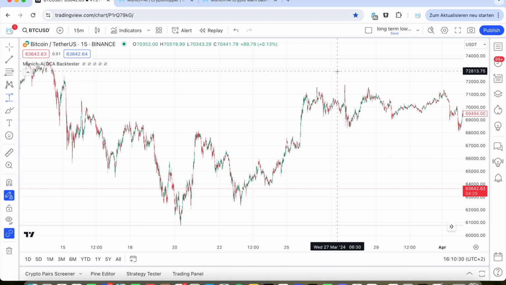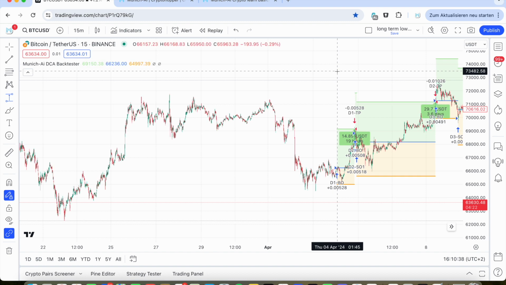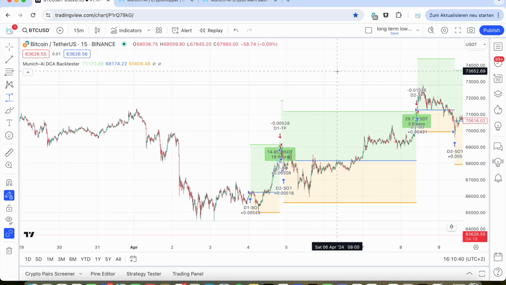A DCA bot can not only buy at the same time, especially at the beginning of every month, but it can also start into a position with a specific amount, and then, once the price is falling down, it will put in more funds of your total capital. You can define this with different settings. I will explain that in the next video.